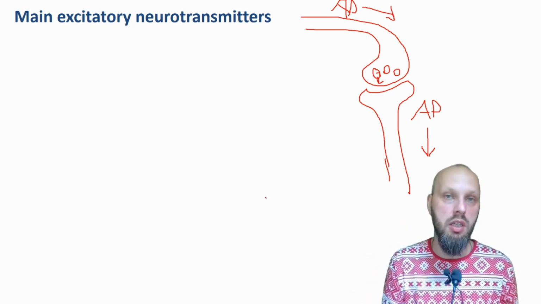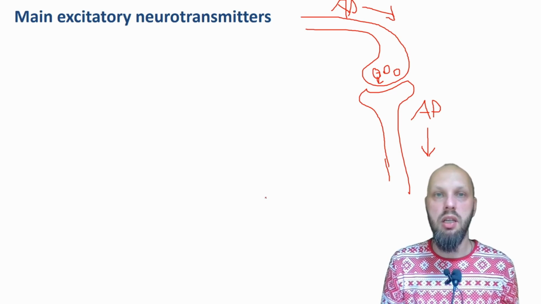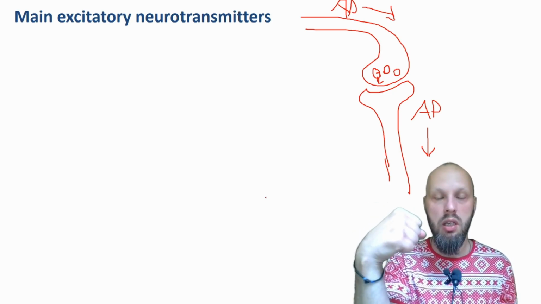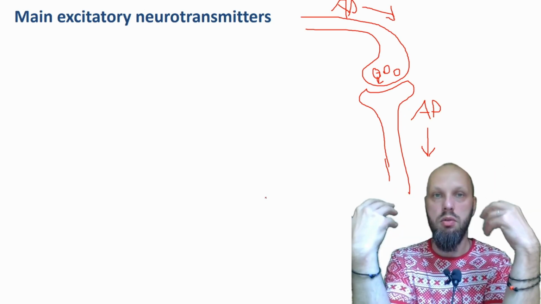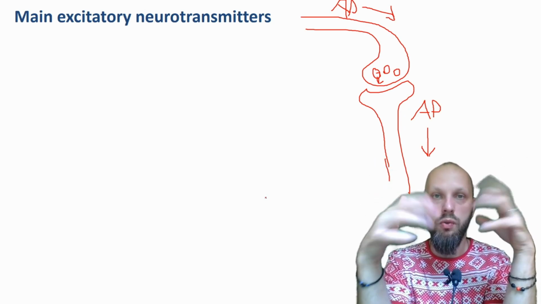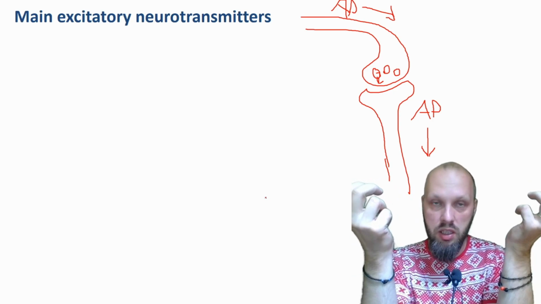And most synapses in our brain are excitatory. As you can guess, usually when one neural cell is talking to another neural cell, that's because it wants the signal to go further. Not all synapses are excitatory.